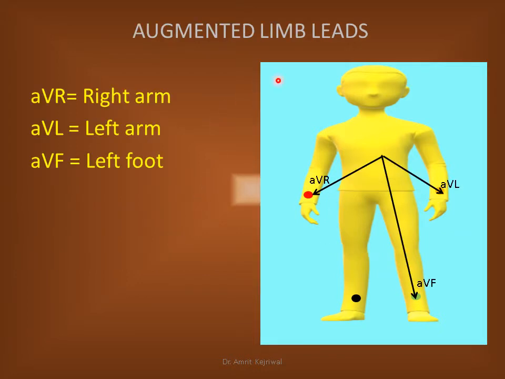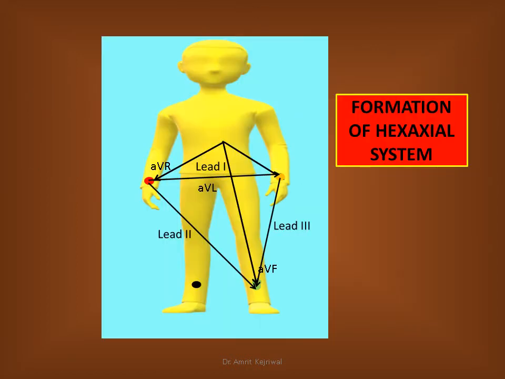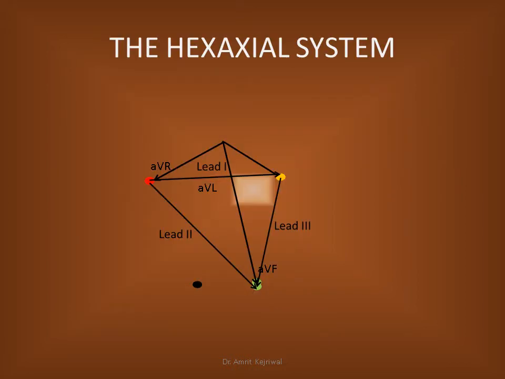The augmented limb leads. AVR represents from a central point to the right upper limb. AVL is from the central point to the left upper limb, and AVF is connected to the left foot from a central point. So when we combine both of them, we get something like this. And now since these are vectors, they can be rearranged. So this is how the vectors are there.